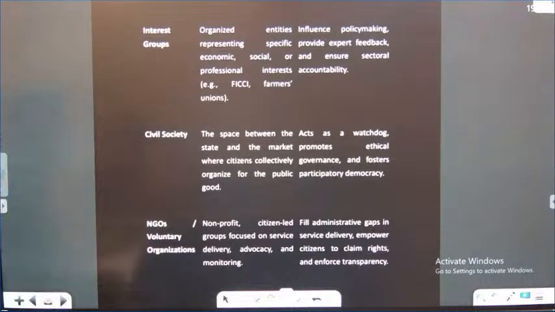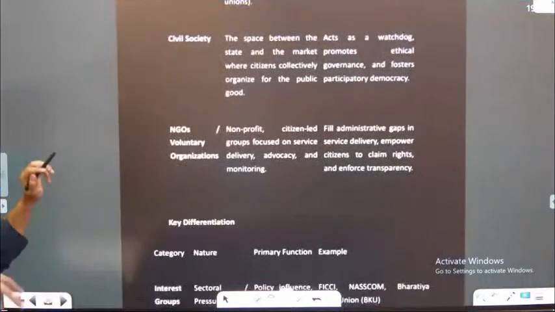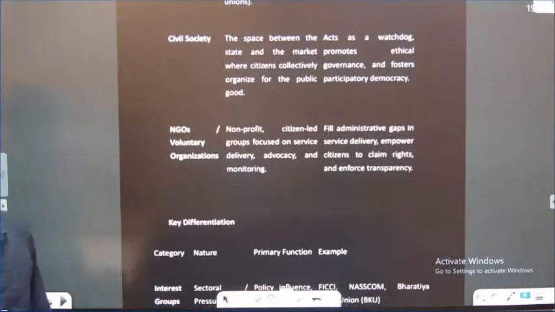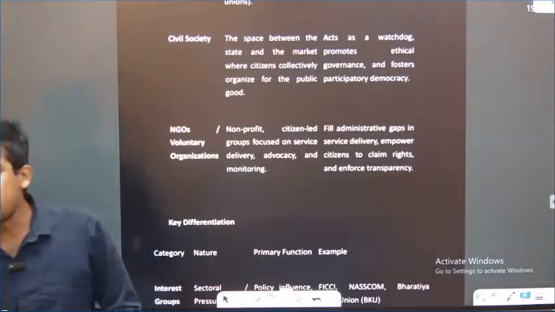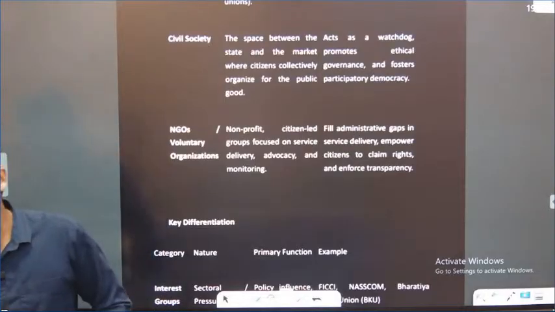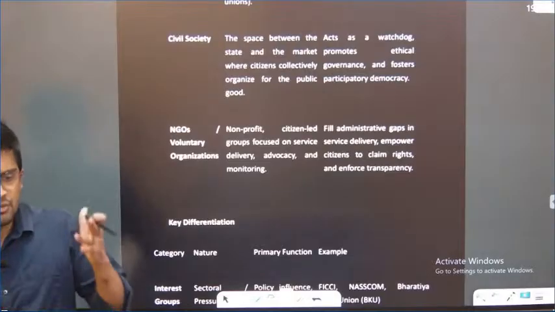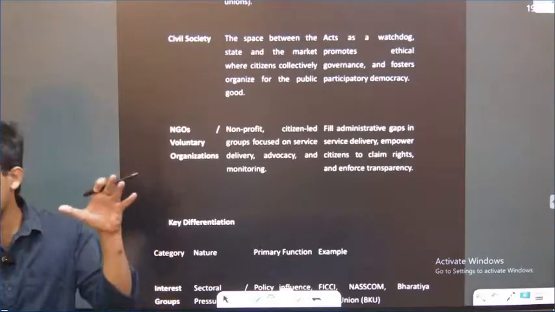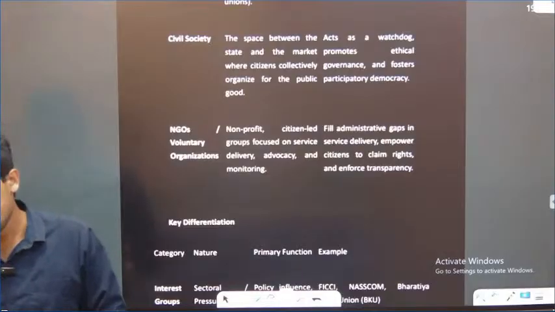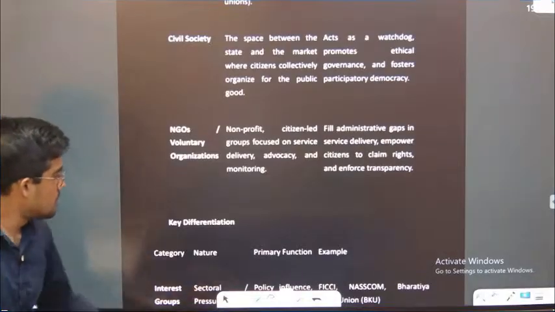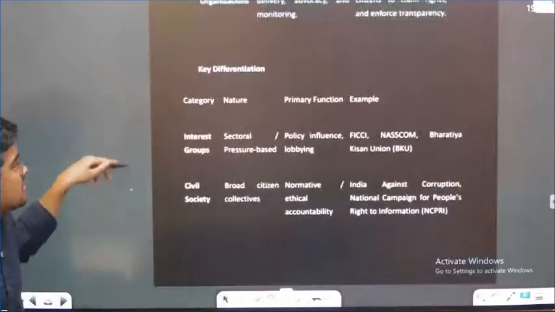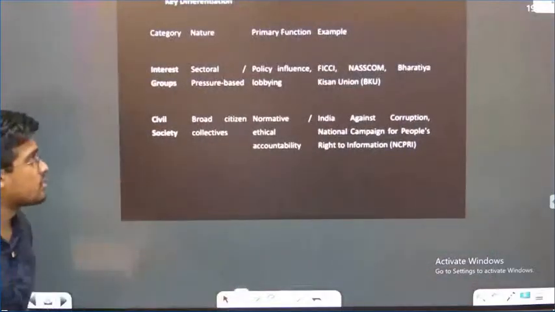Civil society is more of a citizen group. They might have an interest, might not have an interest. A group of citizens is called a civil society. NGO is when that citizen group forms a particular institution to work under. That is the basic difference. But here, let's see what these interest groups are.